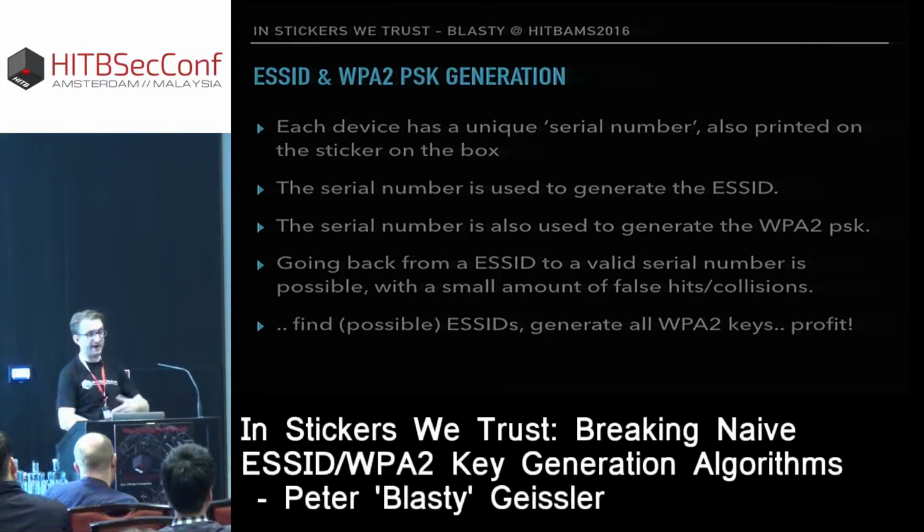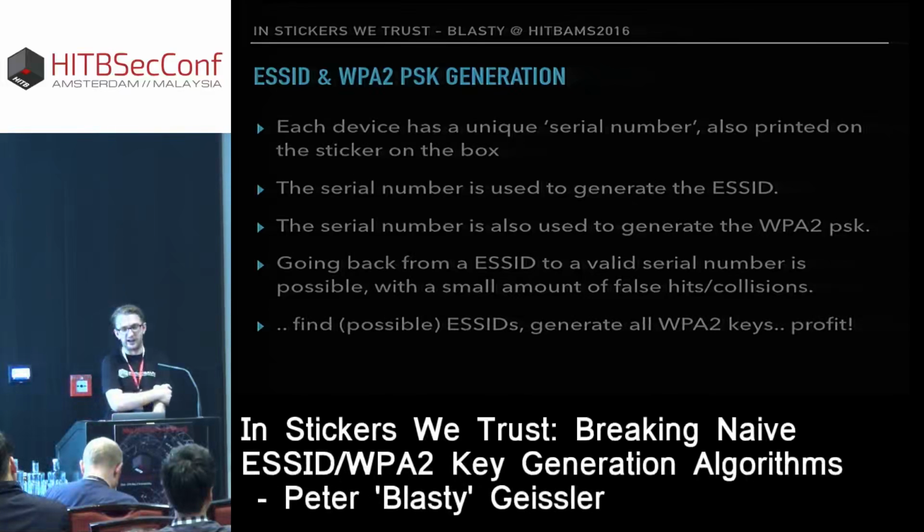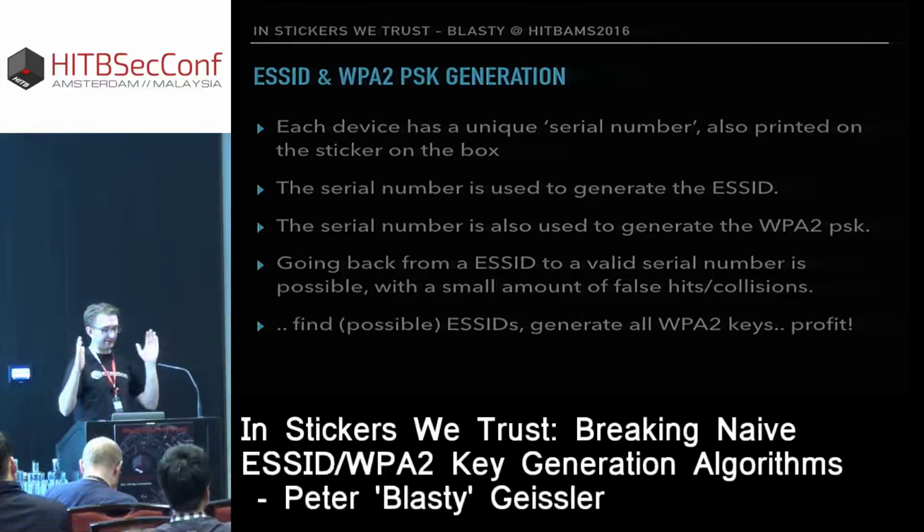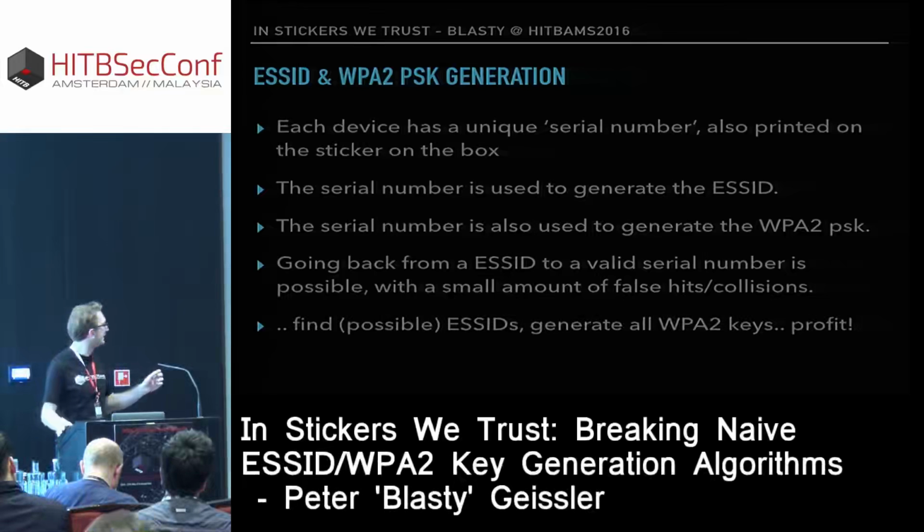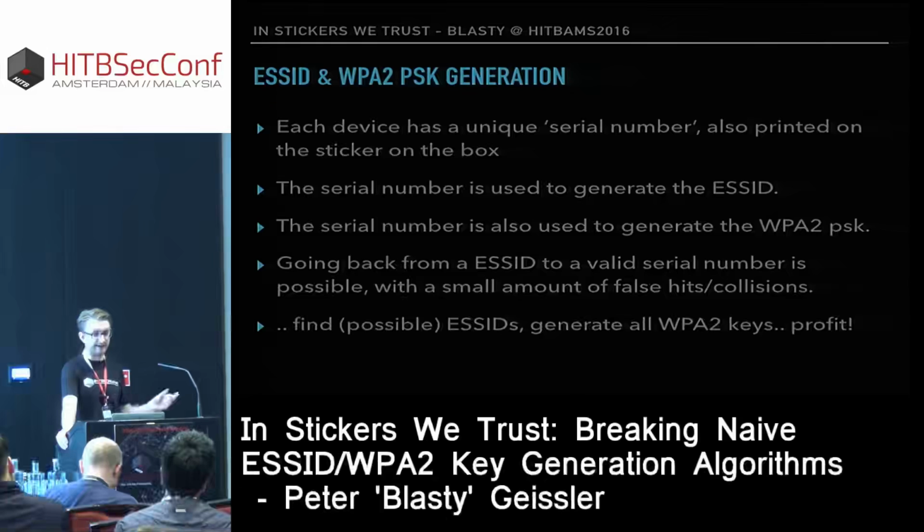And we do know that the SSID was generated based on the serial number. So what if we could go back? That would be neat, right? Well, it turns out that you can go back, but you will end up with some collisions. The serial number is a bit longer than the SSID is, so you lose some precision there. But it's not too bad. You can get about 15 collisions per SSID. So you end up with a list of 15 possible serial numbers. For every one of those serial numbers, you can generate the valid WPA2 key. There's only one. So you end up with 15 possible passwords for a Wi-Fi network.